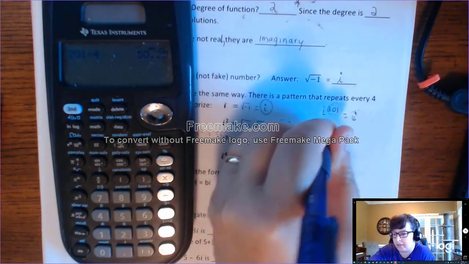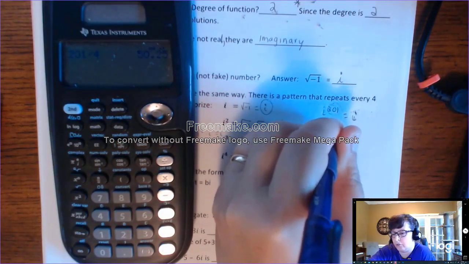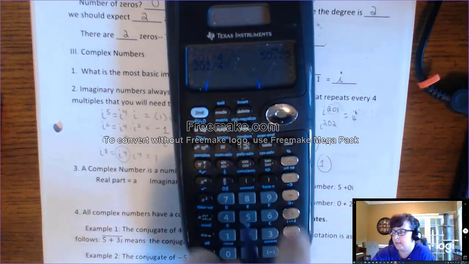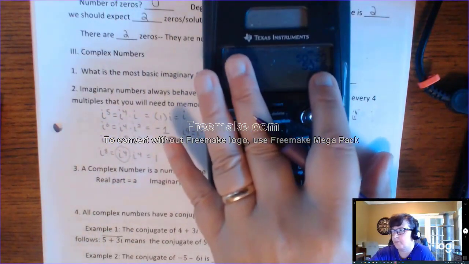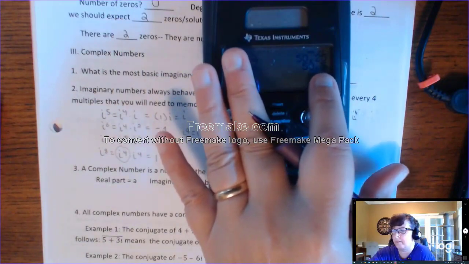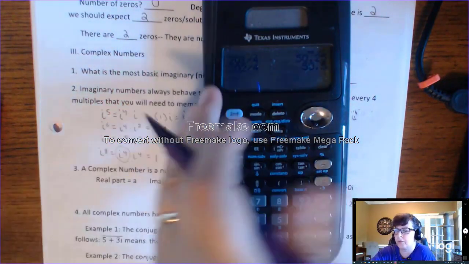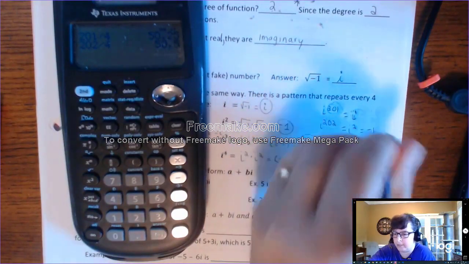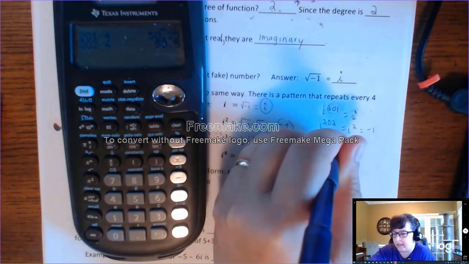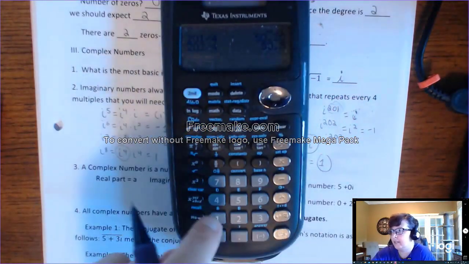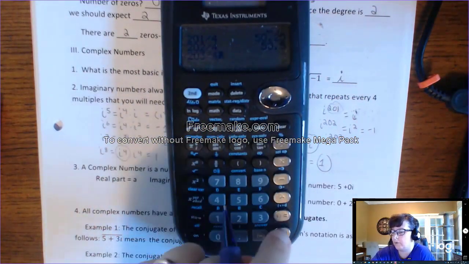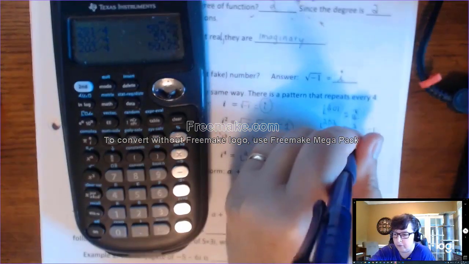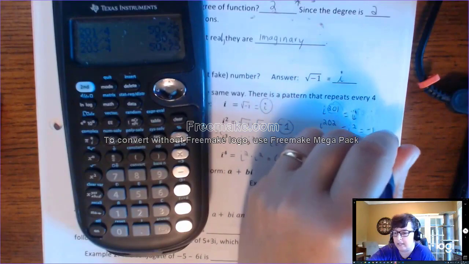If you had i to the 202, then that would be, again, 50 i to the 4ths over, with 1 and 1/2 left, or 2/4 left, so that would be i squared, which is -1. If you had i to the 203 and you divided, 203 divided by 4 is 50.75, and 0.75 is 3/4, so that's i cubed, which is -i.